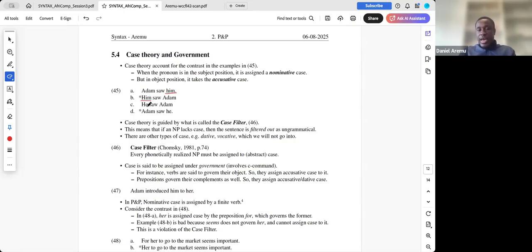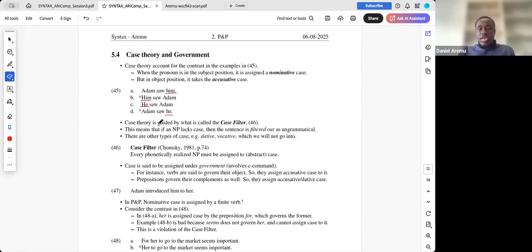But he saw Adam is fine. Why? Because now you have a nominative form of the pronoun in the nominative position. And then Adam saw he is also bad. Why? Because now you are bringing a nominative pronoun to an accusative position. So you can see the different form. It's grammatical or non-grammatical depending on the case that it's assigned. And in English, the pronoun is like the best place to look at.